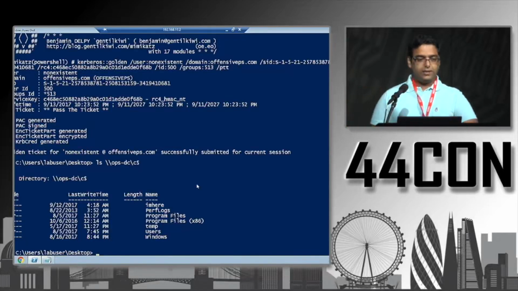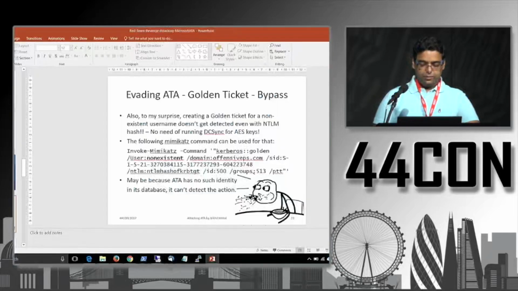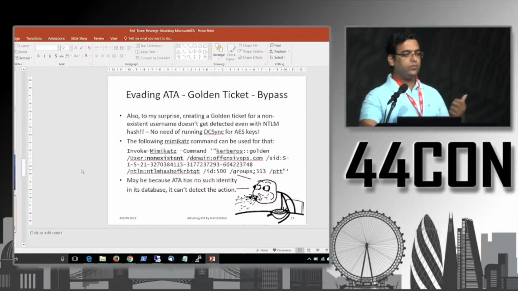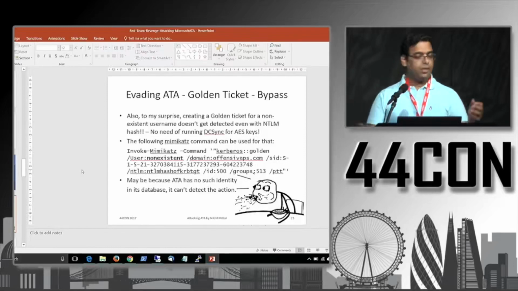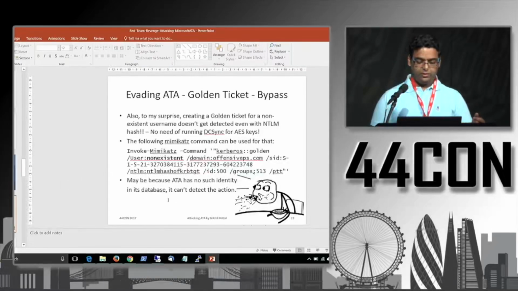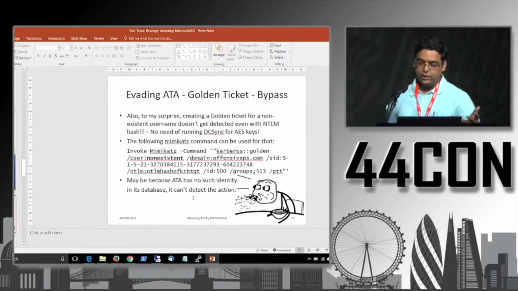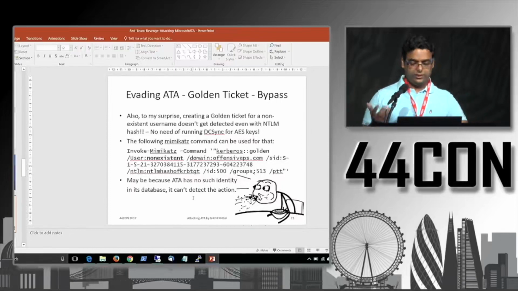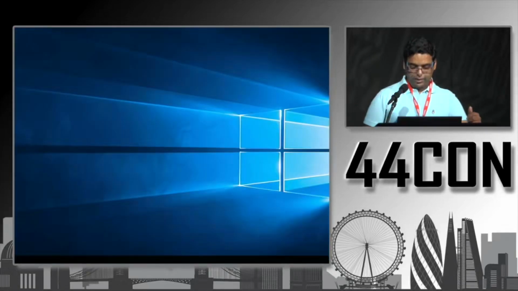Now this doesn't get detected as well. Once again, I work quite closely with the ATA team. They are fantastic guys. They were very receptive to all these bugs or bypasses in the tool, but I never got any clear answer about that. They are working on it, that's what they told me. But why is it not detected? Hopefully because ATA maintains a profile of all the users and it cannot find a profile. It cannot attribute it to a particular user. That could be the reason. But nonetheless, a very useful bypass.